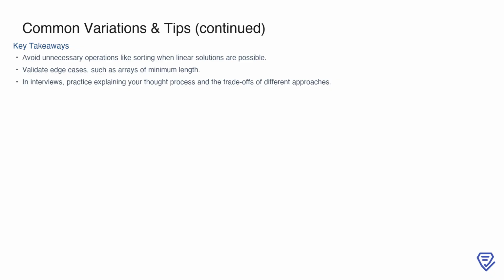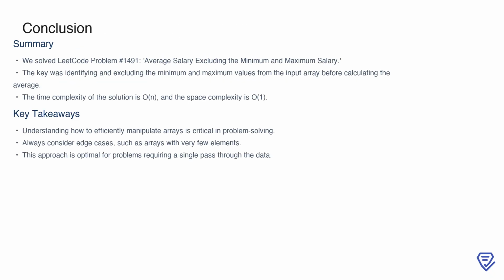Carefully validate edge cases, like arrays of the minimum length, to ensure your solution is robust. In interviews, focus on explaining your thought process clearly, discussing the trade-offs of different approaches, and demonstrating your ability to optimize for efficiency. Ultimately, mastering these techniques will not only help you solve this specific problem but also prepare you for tackling similar challenges in the future. Great job! To summarize, we covered the key points of solving problem number 1491, focusing on efficient array handling and mathematical operations. Remember to practice similar problems to strengthen your skills.